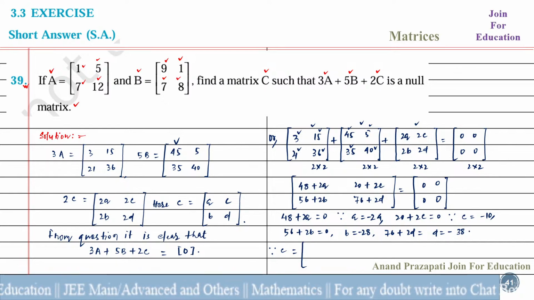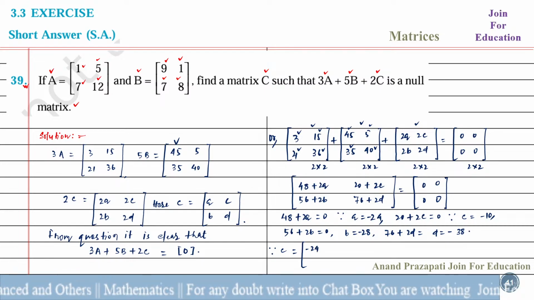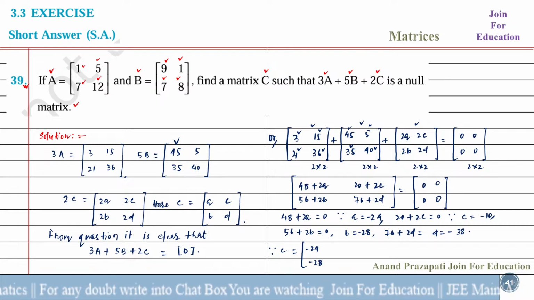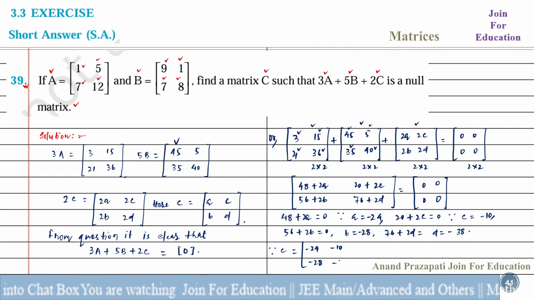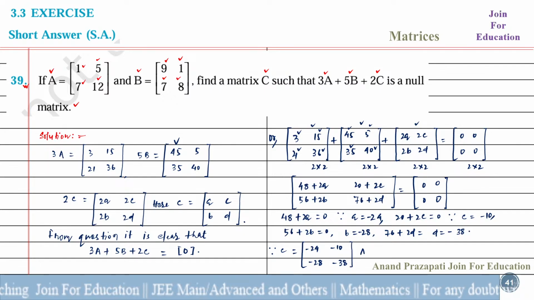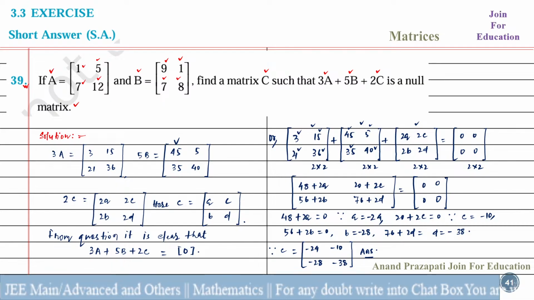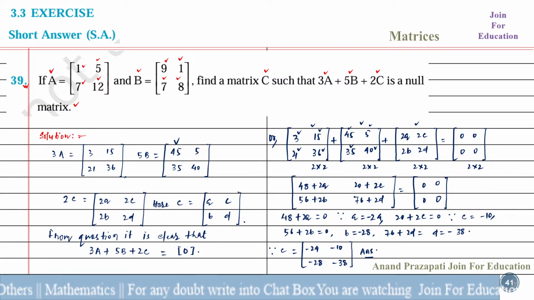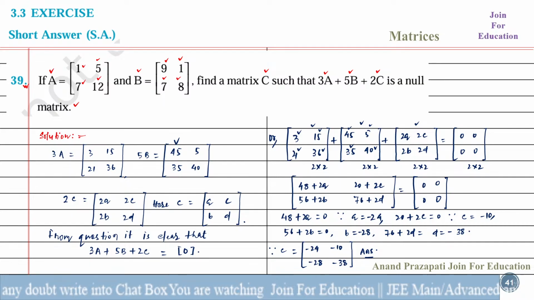Therefore, matrix C equals: the value of A is minus 24, the value of B is minus 28, the value of C is minus 10, and the value of D is minus 38. So this will be the answer of this question. I hope there is no problem understanding the solution and the explanation. If you have any doubt, write into the live chat box, which is open to all of you.